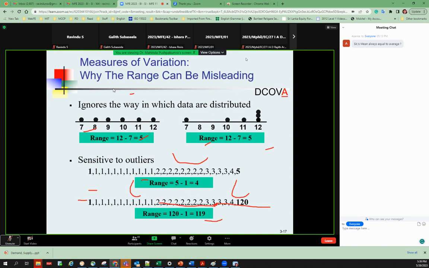Some limitations of range: it ignores how the data are distributed. Now, if you consider these two data sets, in the first set there are values 7 and 12. Then the range is 5. In the second set there are also values 7 and 12, but there are 3 observations of 12. That means the distribution is different, but the range is the same, 5.